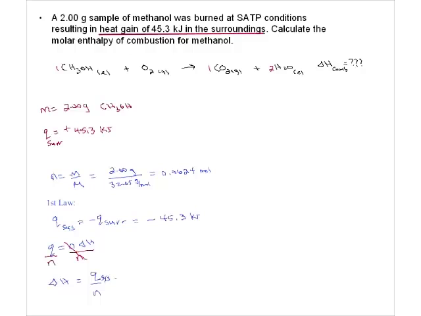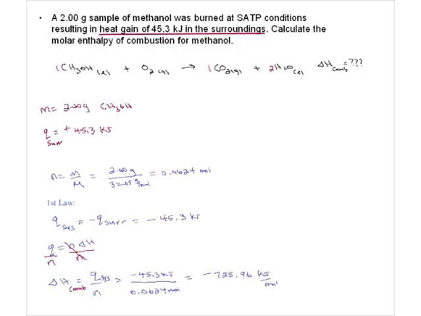We know Q. We know N. We plug our values in. Don't forget the negative sign. That's very important, because this is telling me now that there's a negative 725.96 kilojoules per mole released for the combustion of methanol.